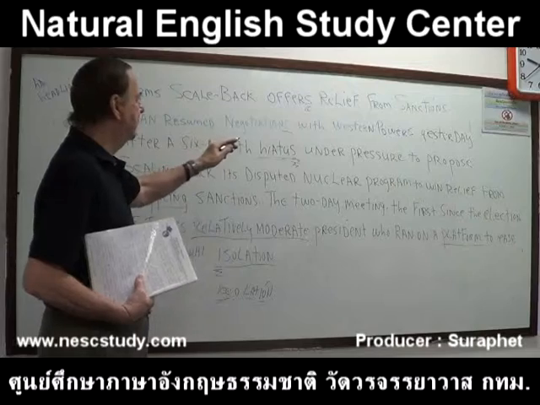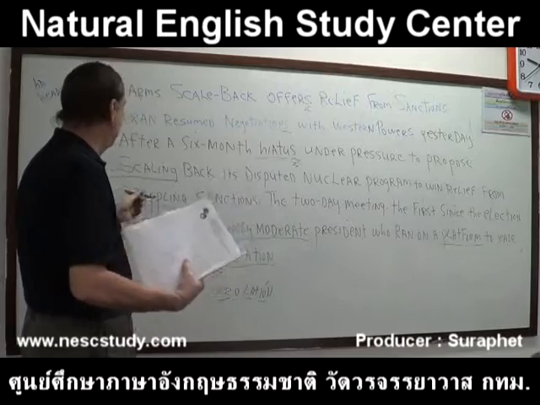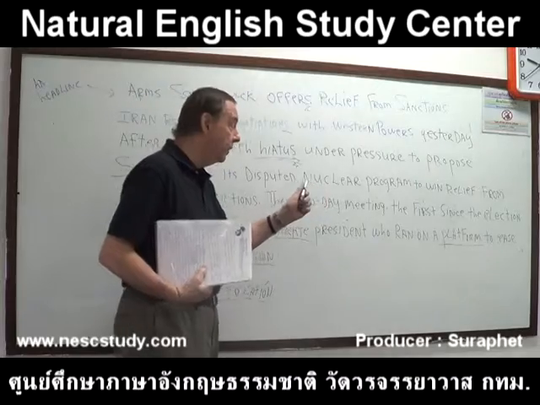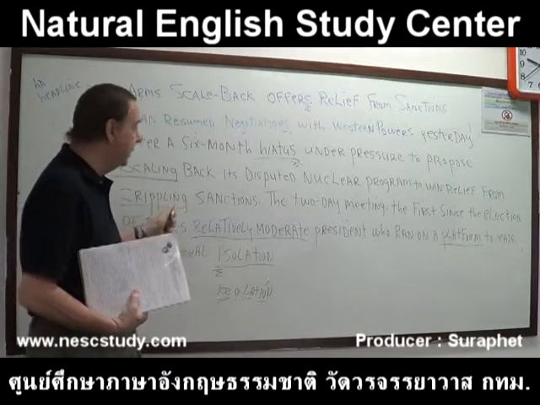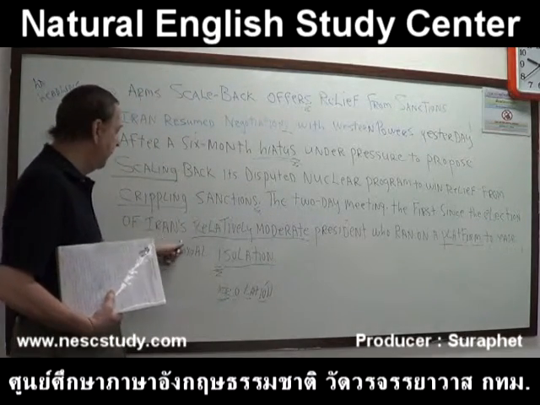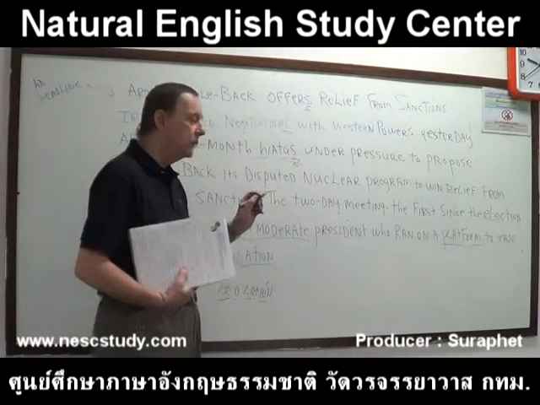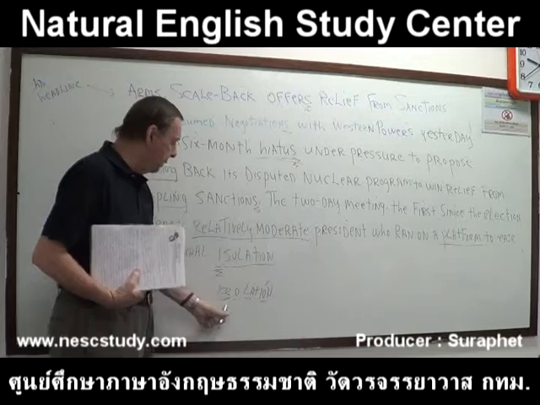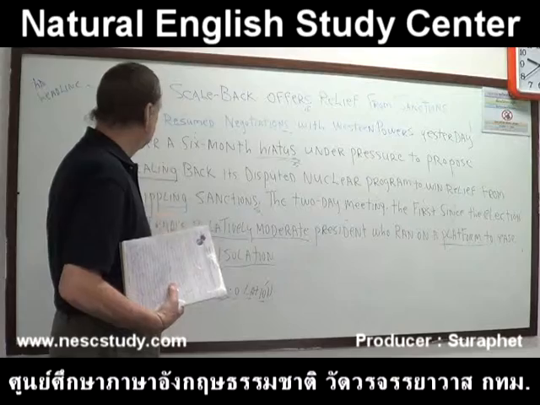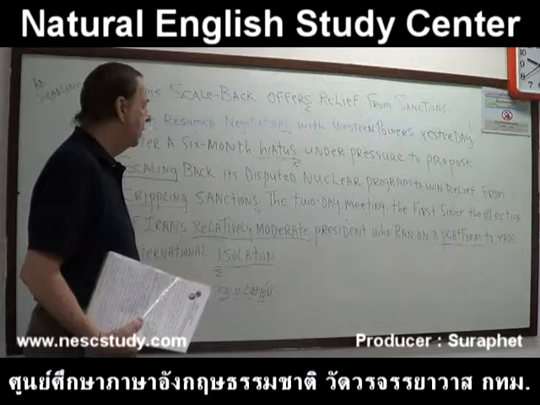Iran resumed negotiations with Western powers yesterday after a six-month hiatus under pressure to propose scaling back its disputed nuclear program to win relief from crippling sanctions. The two-day meeting, the first since the election of Iran's relatively moderate president, who ran on a platform to ease international isolation. Teacher, two days. Crippling sanctions, the two days.